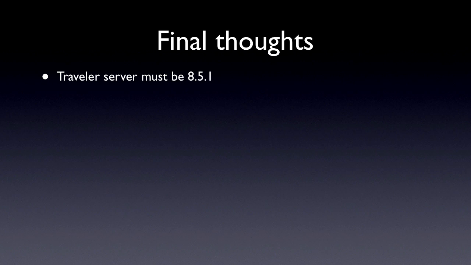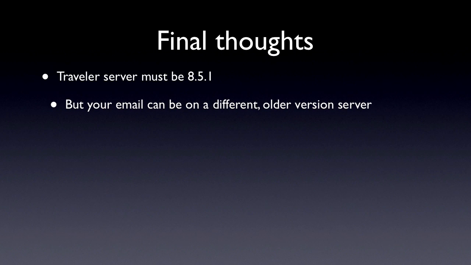So the Traveler server must be 8.5.1, and this is going to be your facing server that the users would need to have access to. But, and this is a big but, the email can be on a different server, even an older version server. So, I mean, that's awesome. You can have your environment the way you want it, and you're not forced to upgrade every server right away to take advantage of these features.